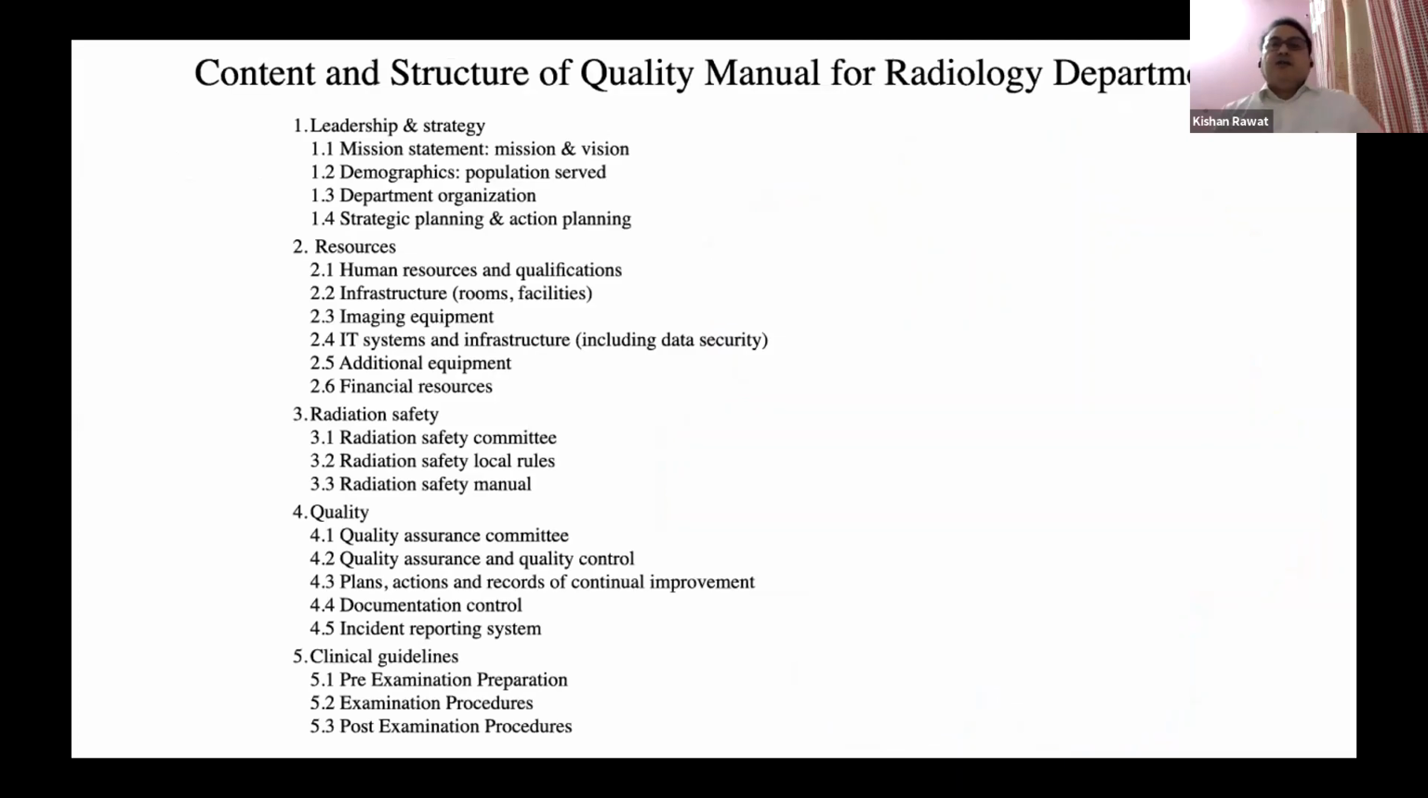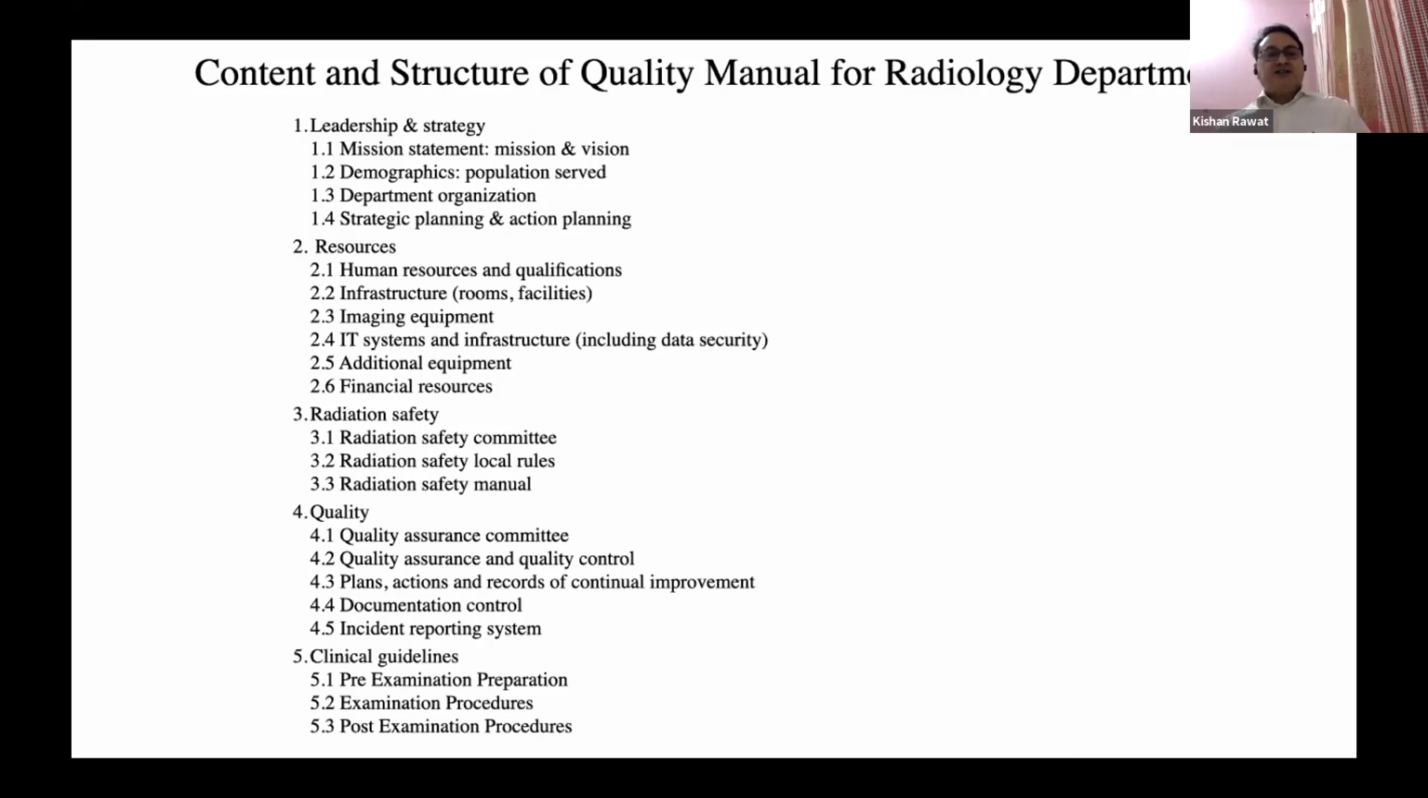So any radiology department should have a quality manual which has these 5 features. Number 1 is leadership and strategy. So this leadership has a strategy, they have a mission and a clear-cut vision. Second, resources. Resources may be human resources, imaging equipment, and financial resources.